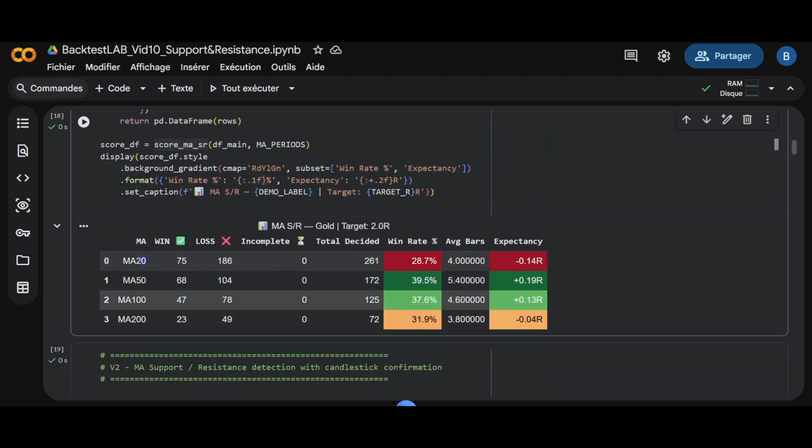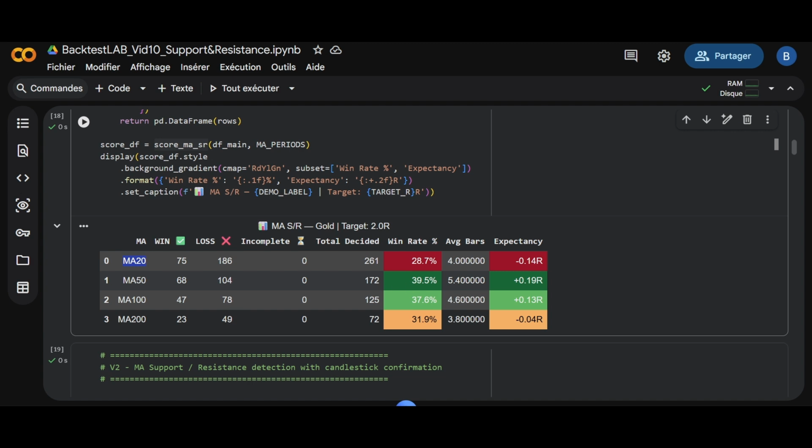So basically for the 20-day moving average, we had a win rate of about 29%. So we were able to win only 75 times over the 261. So this is not good. However, for moving average 50, the win rate was around 40%.